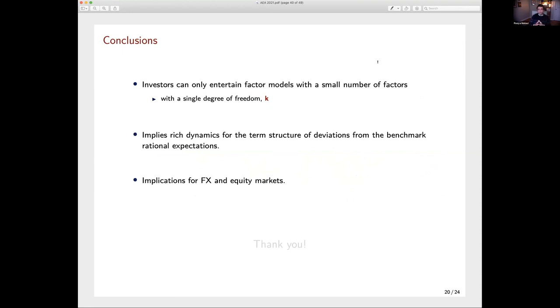We have a model where agents or investors can only entertain factor models with a small number of factors. Our model has only a single degree of freedom, which is the number of factors k. The model implies rich dynamics for term structure deviations from rational expectations. And we looked at one application in this talk, where we looked at the Fama regression for foreign exchange markets. All right, thank you so much.